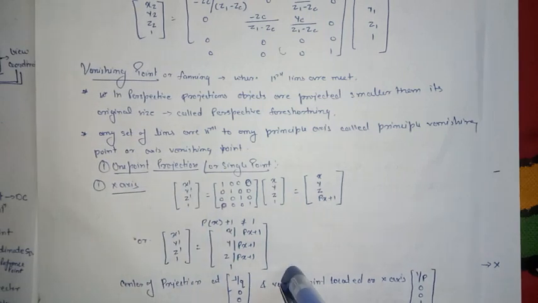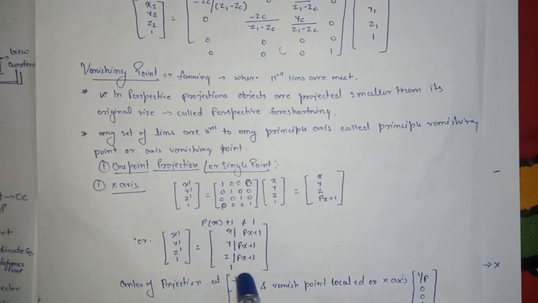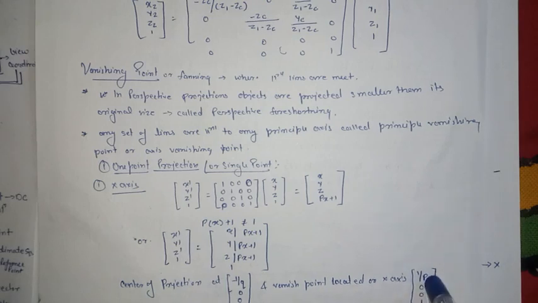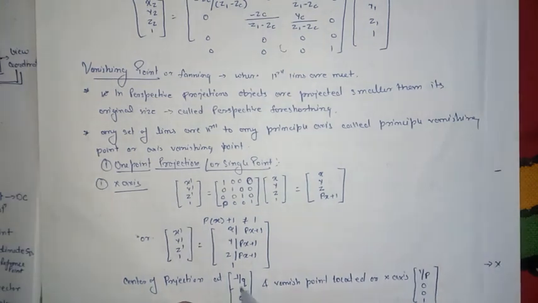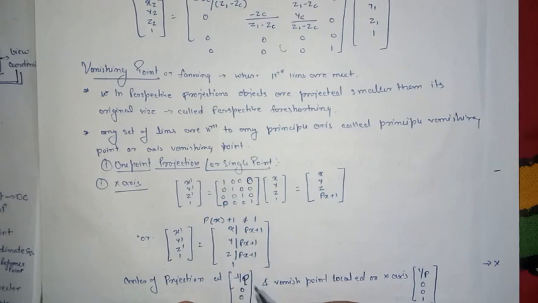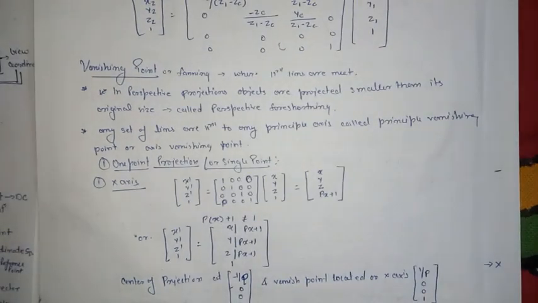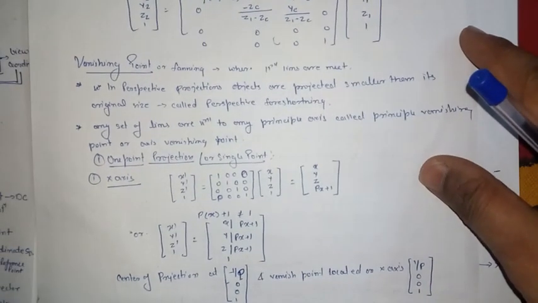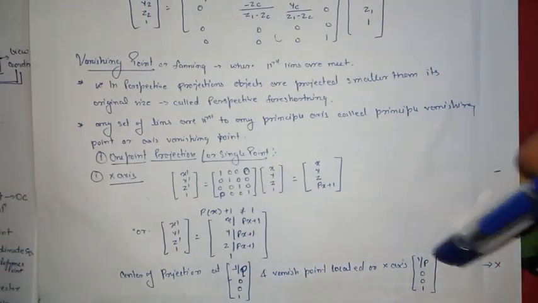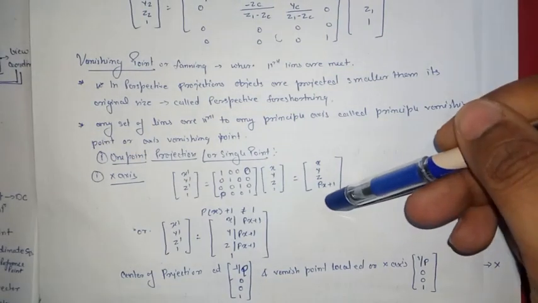In this condition, the center of projection is minus 1 by p, 0, 0, 1. Sorry, one mistake is coming here: minus 1 by p, 0, 0, 1. And the vanishing point is located on the x-axis like this. Similarly, we have to do the same thing for the y-axis.